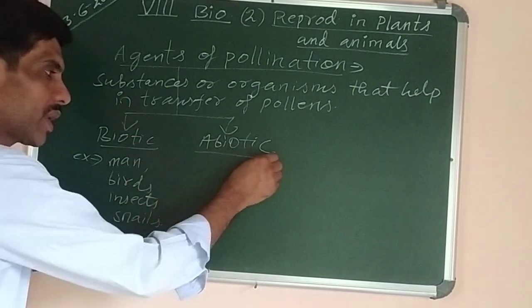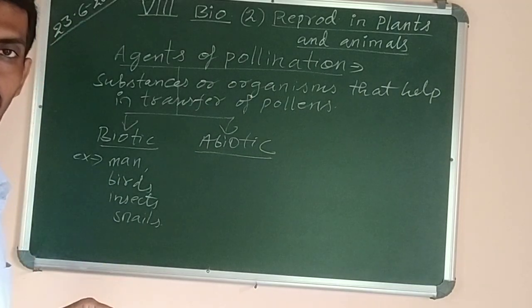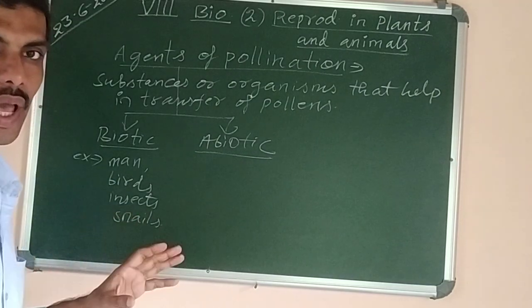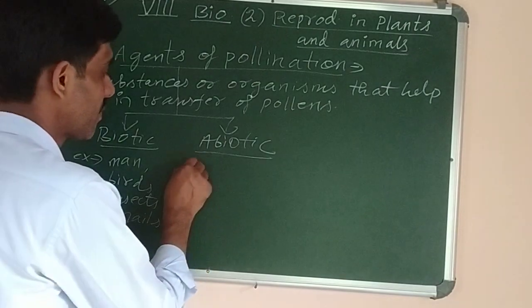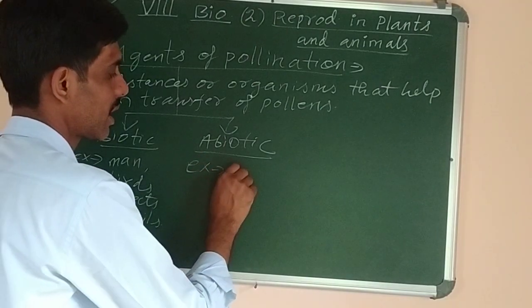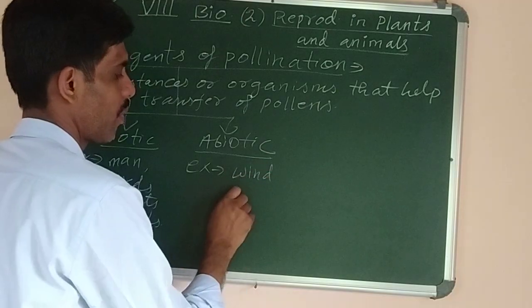But the abiotic or the non-living agents are the ones which do not have life, but they help to transfer the pollen grains. Examples of abiotic agents are wind and water.